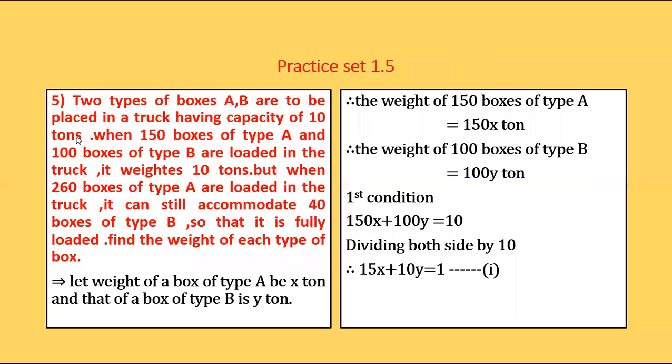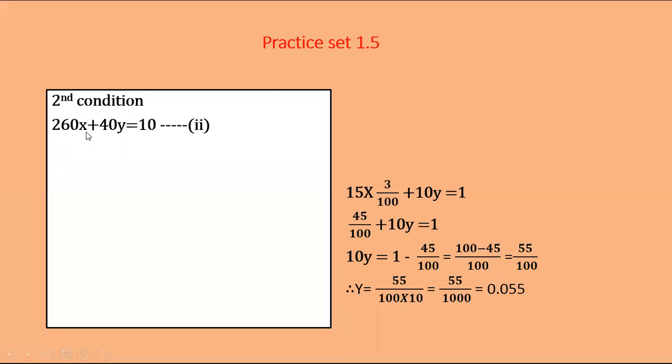From the second condition, we get 260x plus 40y is equal to 10. We get equation number 2. For 260 boxes of type A, the total weight is 260x, plus 40 boxes of type B, the weight of 40 boxes of type B is 40y. The fully loaded truck is 10 tons. Therefore, 260x plus 40y is equal to 10. We get equation number 2.